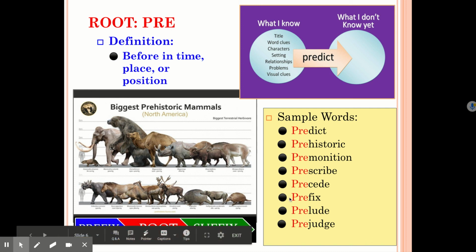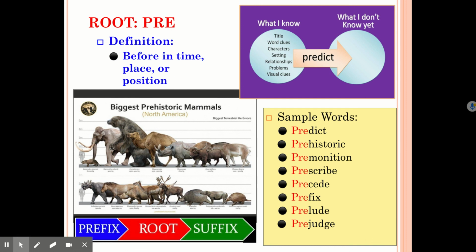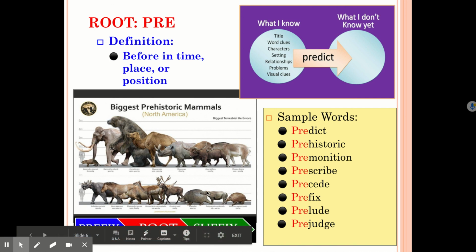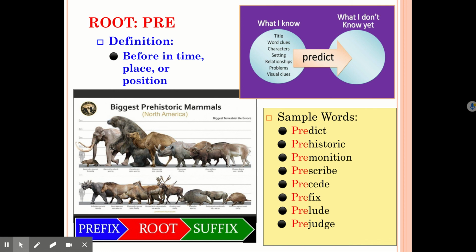And then prefix, these are things that you should be familiar with already from learning roots all year. And here's an image down here of that. A prefix is a group of letters that is added to the beginning or before a word to change its meaning and make a new word. Okay, so we have a prefix coming before, and then the root, and then the suffix coming after.